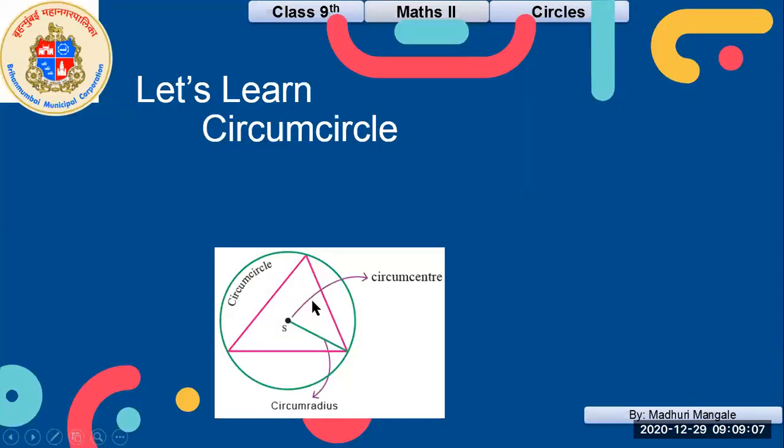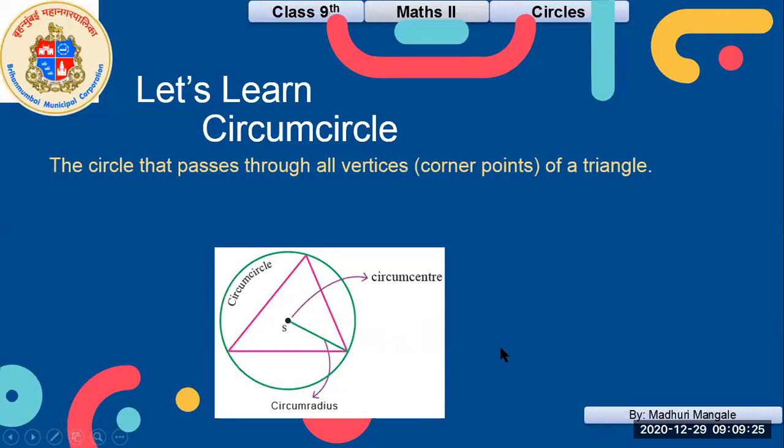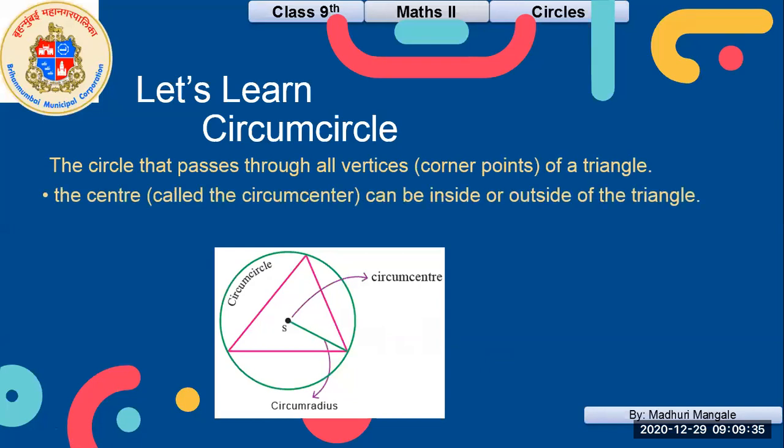Now, let us look at the next topic, which is circumcircle. What is the meaning of circumcircle? The incircle is a circle inside the triangle, and the circumcircle is a circle which is outside. It is a circle which would touch all the vertices of a triangle. So the circle that passes through all the vertices of a triangle is called the circumcircle, all right? And what is the center called? The center is called the circumcenter.